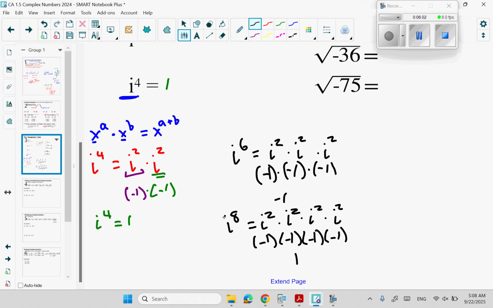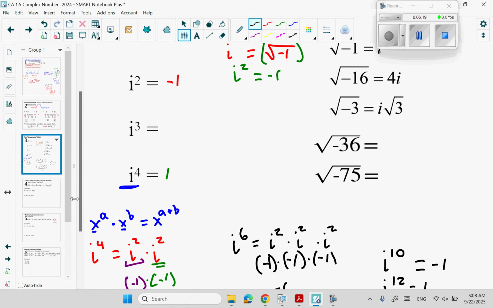Therefore, for every even exponent, this pattern alternates. So i to the 10th would also be negative 1, and i to the 12th would be positive 1, etc., forever. I to the third, well, that's simply going to be i squared times i. So I get negative 1 times the square root of negative 1, or negative root negative 1. Less interesting, I think, than i to the fourth.